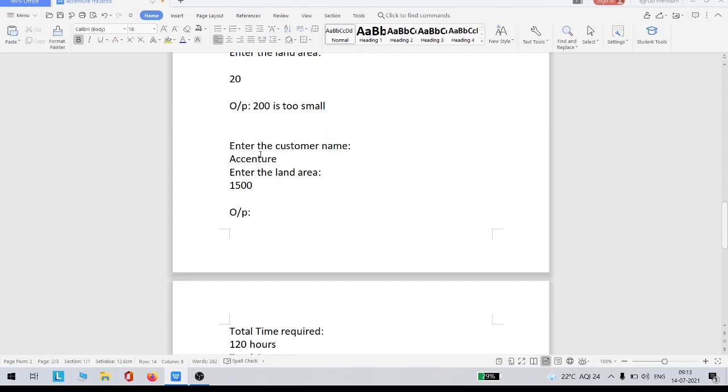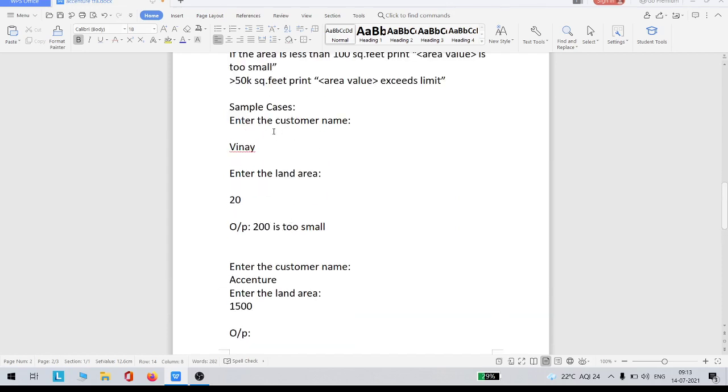Enter the customer name. You'll be entering the customer name as Accenture or whatever, and then enter the land area, which is 1500, and then this is the output. So let us see the first test case. Enter the customer name Vinay, enter the land area 20. So this 20 is less than 100, right? So your output should be 20 is too small. This is the second one. 1500 is greater than 100 and is less than 50,000, right?